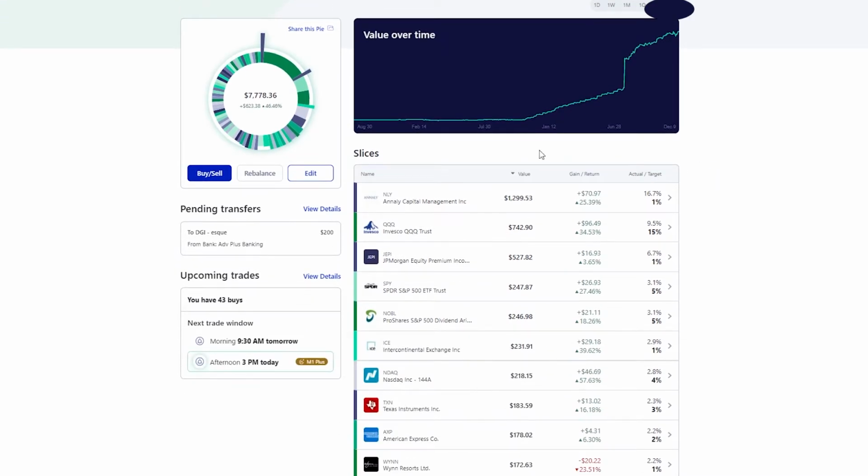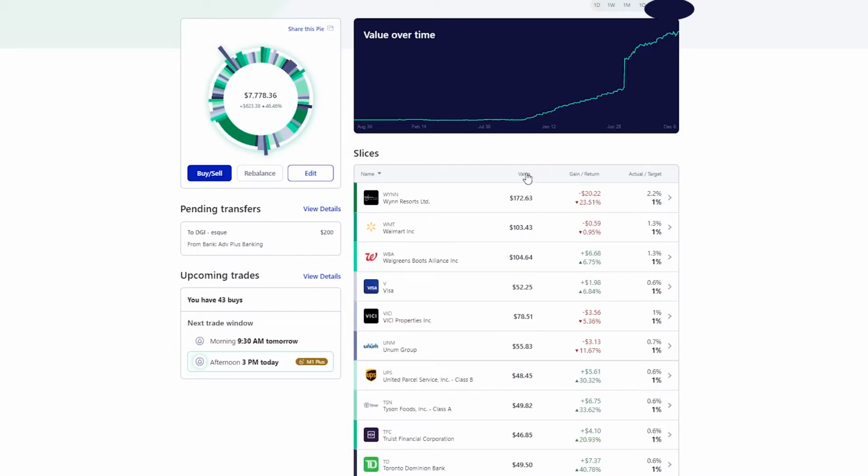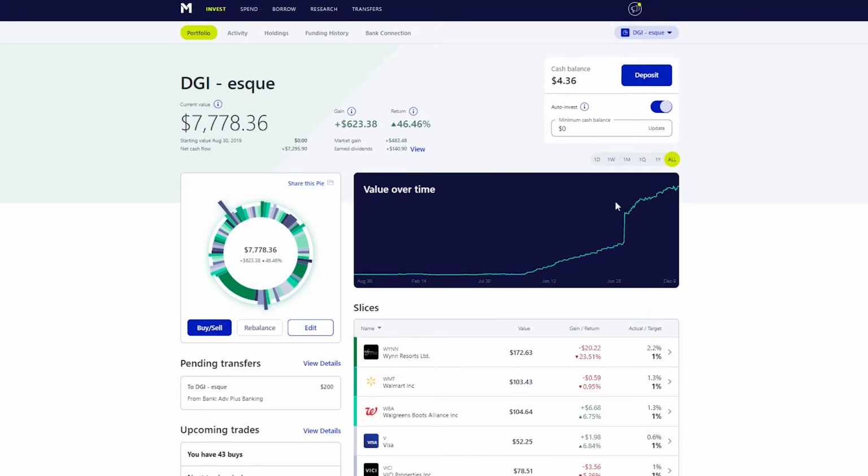Coming to our slices, we have name, which we can filter by name, up and down, ascending, descending, alphabetically or otherwise. It's named DGIS, just if you're curious, where Wynn Resorts at the time of this recording does not currently pay a dividend, but it used to, and so it's in here, and in general it's being dollar cost averaged into. You have the value, which you can sort by pressing over here, as well as your gain and return. And again, that gain is over here, money weighted return versus general just return, and actual / target.